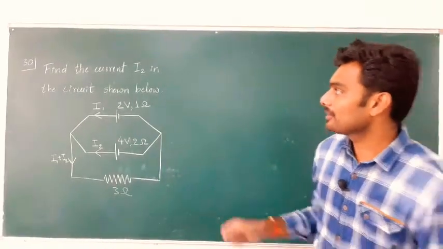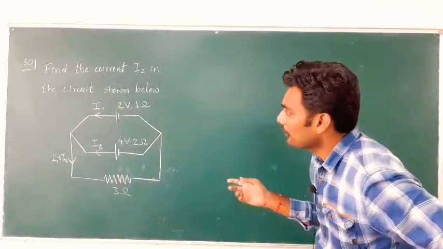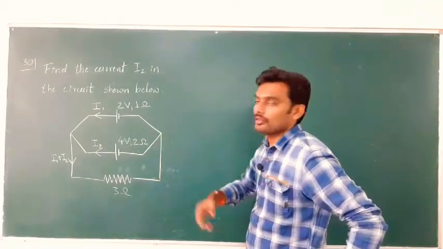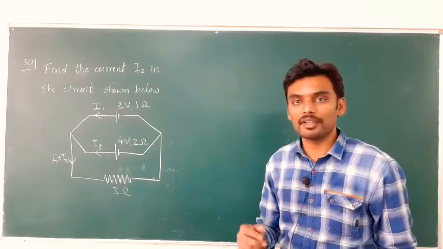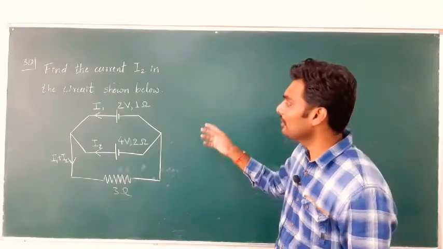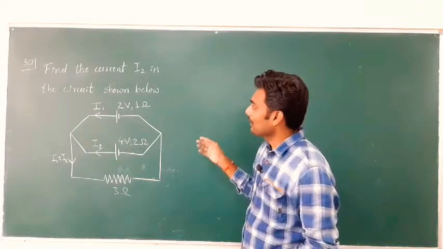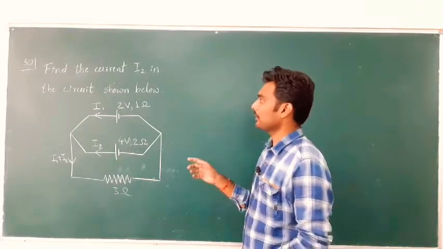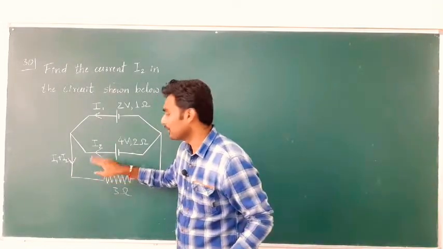Okay, the next question, 30th, is as follows. This question is again dependent on Kirchhoff's law, but this time it is Kirchhoff's voltage law, KVL. We need to apply KVL to solve this circuit. Look at the question: find the current I2 in the circuit shown below.